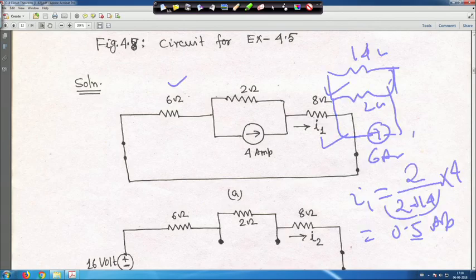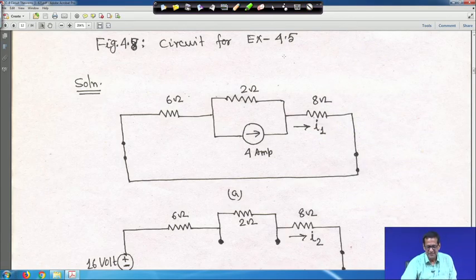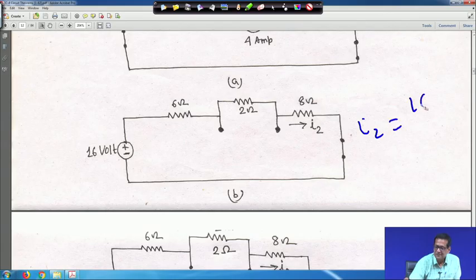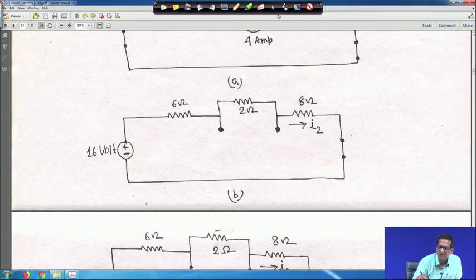Let me clear it, very easy. Similarly, here directly you will get what I 2 will be. If you add 6, 2 and 8, all are in series, so it is 16 ohm. So, I 2 will be 16 by 16, which is 1 ampere in this direction. So, this is your 1 ampere. That is your I 2, and then your I 3.